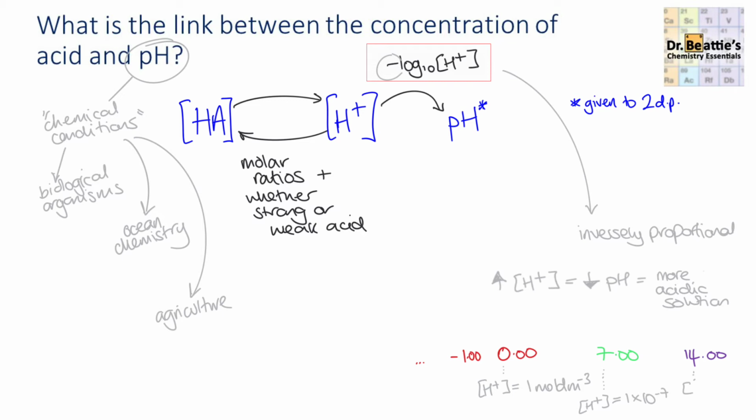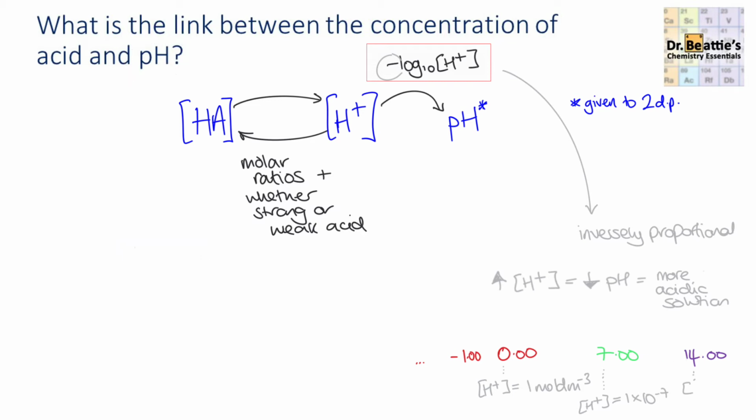In fact, the pH scale was produced by Mr. Sorensen, who was studying how to brew beer. And yeast are obviously biological organisms, and he needed to understand the correct chemical conditions for yeast to thrive, to brew that beer, and he came up with the pH scale as a result.